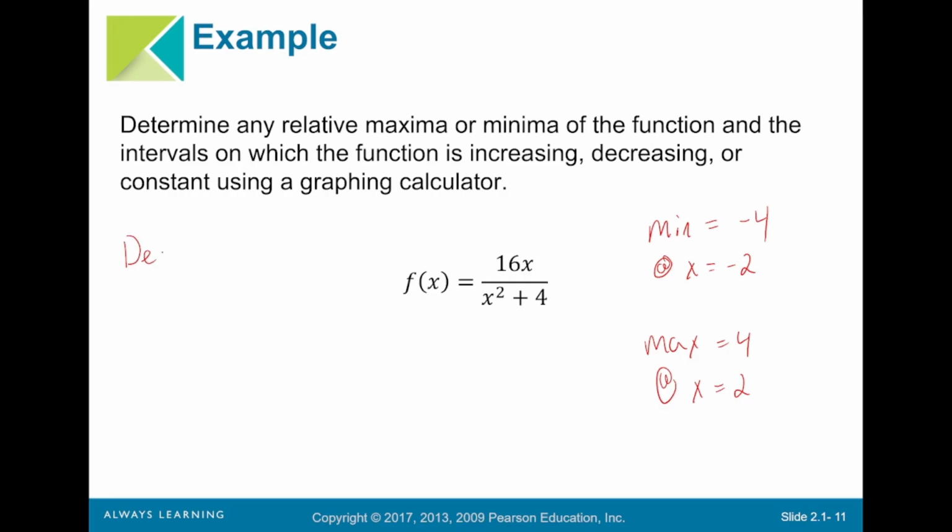But then we write down our decreasing interval was from negative infinity until negative 2, union, and then we started decreasing again from 2 to infinity. Now we were increasing from negative 2 to 2. Okay, so that middle section we were increasing and everywhere else we were decreasing, right? And it helped to know our maxes and mins ahead of time.